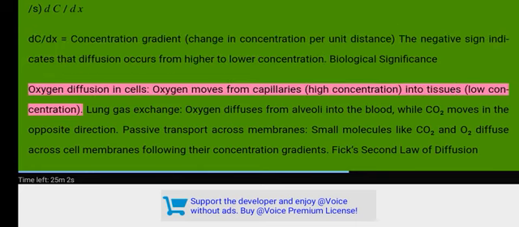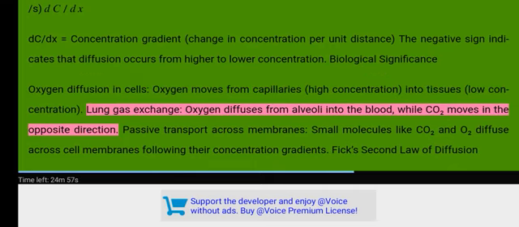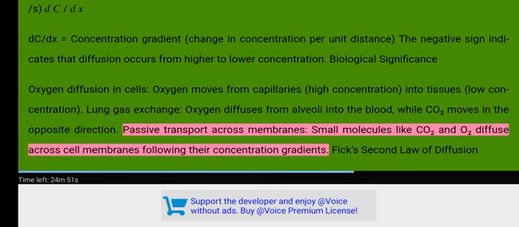Biological significance. Oxygen diffusion in cells: oxygen moves from capillaries, high concentration, into tissues, low concentration. Lung gas exchange: oxygen diffuses from alveoli into the blood, while CO2 moves in the opposite direction. Passive transport across membranes: small molecules like CO2 and O2 diffuse across cell membranes following their concentration gradients.